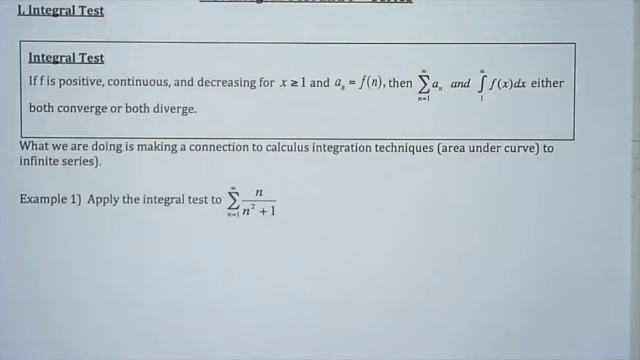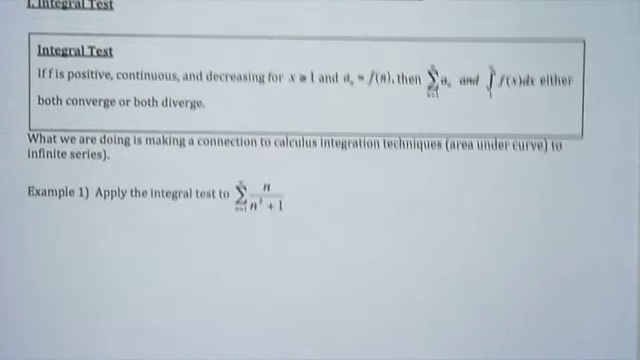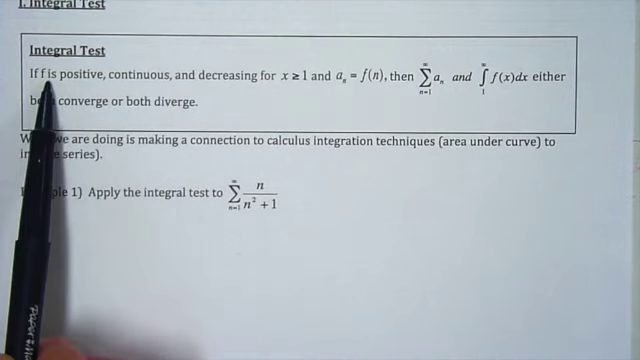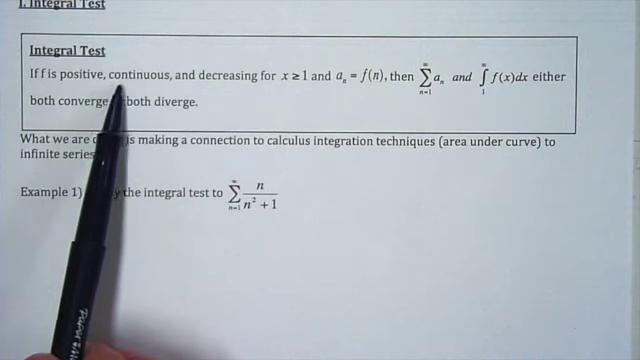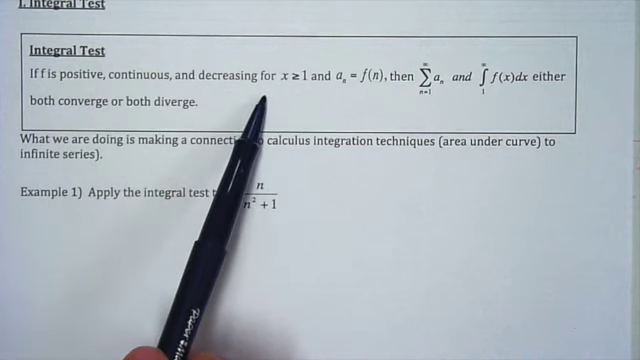So another way to tell if a series converges or diverges is what is called the integral test. Basically, what we're doing is making a connection between integration and an infinite series. First of all, a couple of conditions have to be true. You have to have a function that's positive, so it has to be above the x-axis, a continuous function, and the function has to be decreasing.